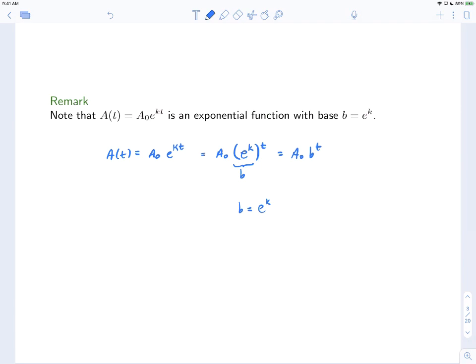That's why if k is positive, then b = e^k is greater than 1. So that's why we have growth. On the other hand, if k is negative, then b = e^k has a negative number in the exponent. This is less than 1, which gives us decay. So, for example, in the case where k is greater than 0, you can have b = e³, which is greater than 1. But if you have b = e^(-3), that's 1 over e³, and that's less than 1.